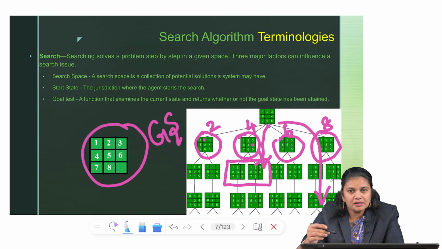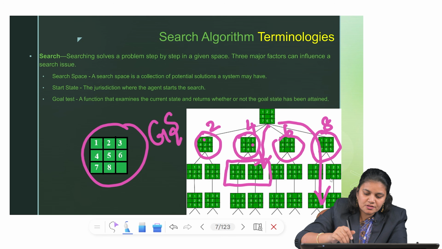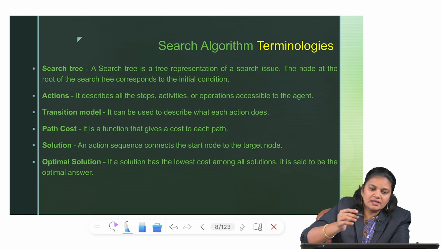So when the machine learns this repeatedly, automatically, when the human is playing against it, it will guess what the human's next move will be. It will learn from the human's movements. Okay, so these are the search techniques. Some more search techniques are there.